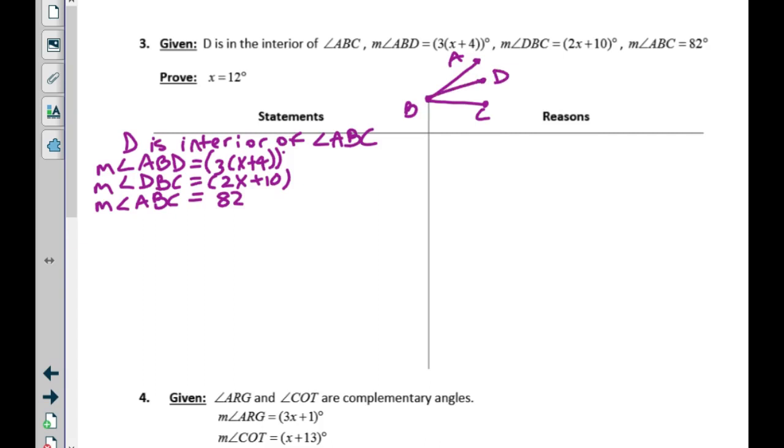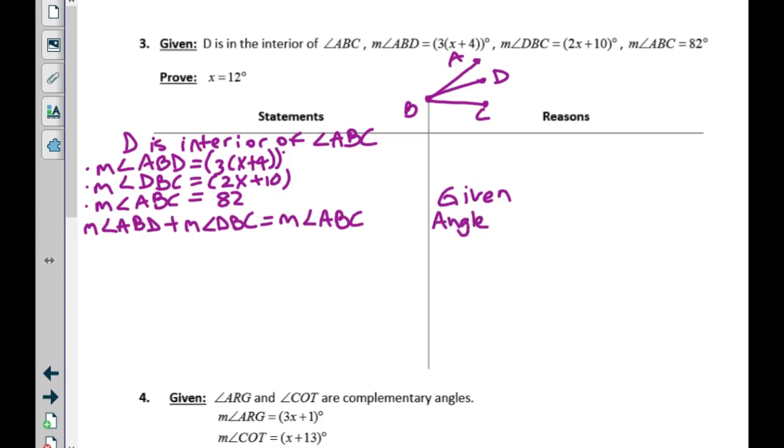Okay, so this is going to be that part plus part equals whole, which we said is called angle addition postulate. First step is given. So the angle addition postulate says that the part plus the part equals the whole. So we have this part plus this part equals this whole. So let's write that out. Measure of angle ABD plus measure of angle DBC equals the measure of angle ABC. And that's the angle addition postulate.